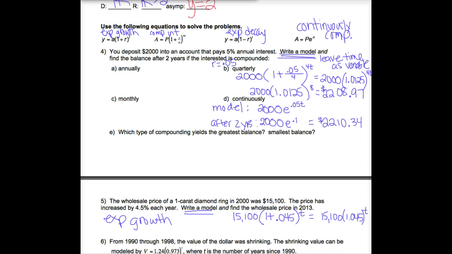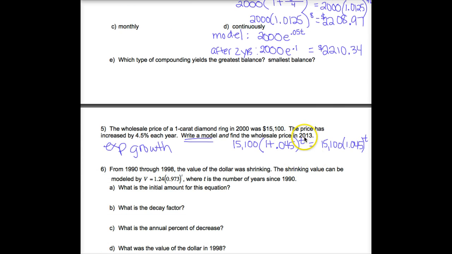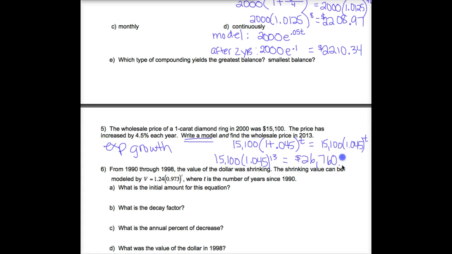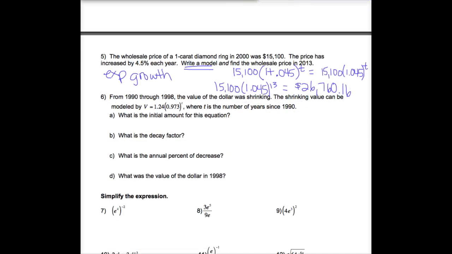So now, after I find the model, the wholesale price in 2013. This was in the year 2000. 2013 is 13 years after 2000, so that just means I plug in 13 to my model, and that's how I get about $26,760 and some cents. Whenever we are talking about money, you should always round to the nearest cent. So always to the nearest cent.